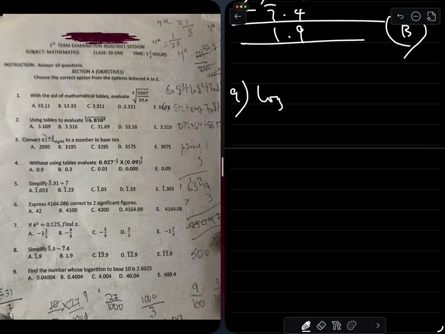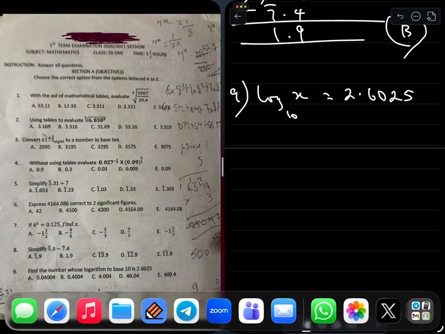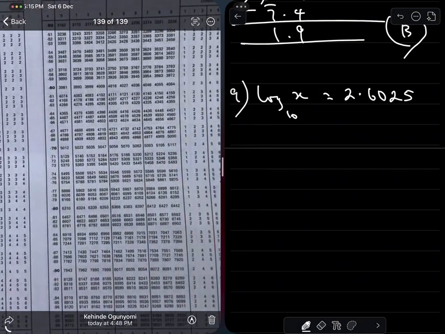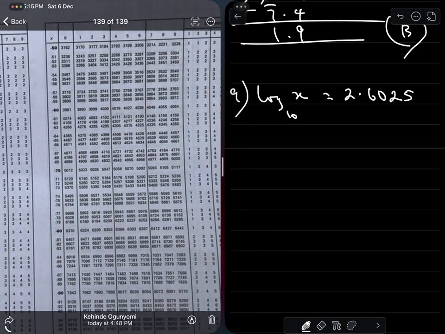Let the number be x. That means log x base 10 is 2.6025. We know the logarithm of the number, but we want to find the number itself. What do we do? We find the anti-logarithm of 2.6025. Do you understand? When you find the anti-log, that's 2 difference 5. Let's go to the table of anti-logarithms. We're there already. 60 under 2 difference 5. Let's check that together.